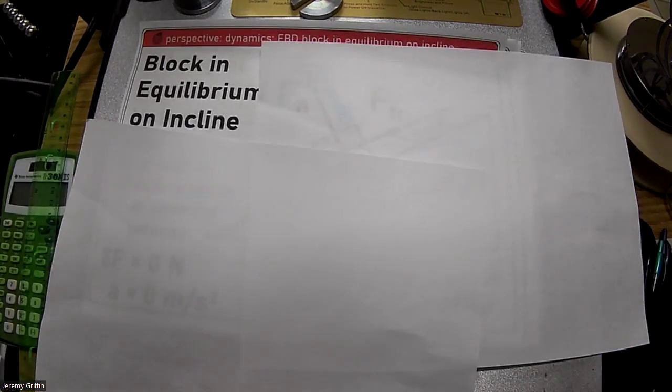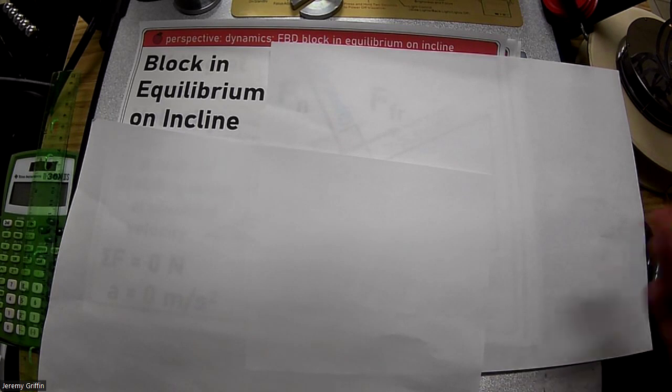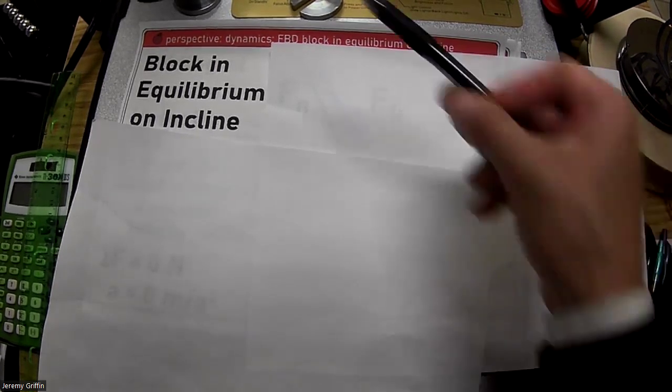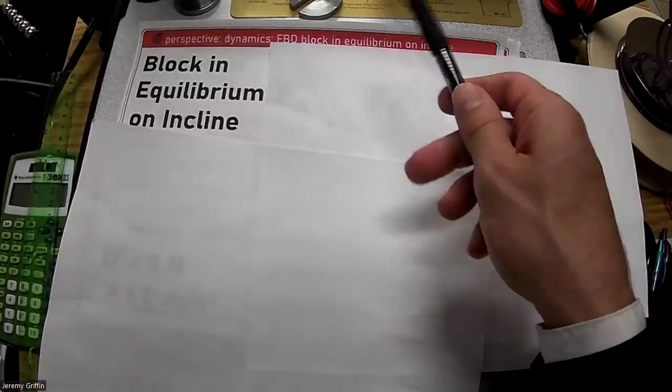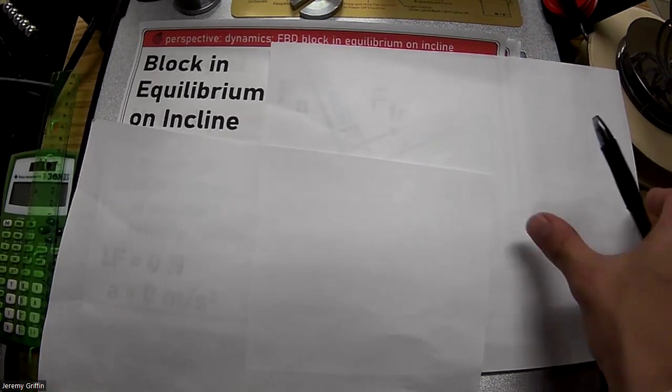right? You're going to get some question that involves this. I mean, it's got to show up. Block on an incline, right? So guys, block on an incline, equilibrium. Basically, how many forces? This is 3. So the weight straight down, the normal force, normal to the surface, and also a what force? Friction. Aha. Right.